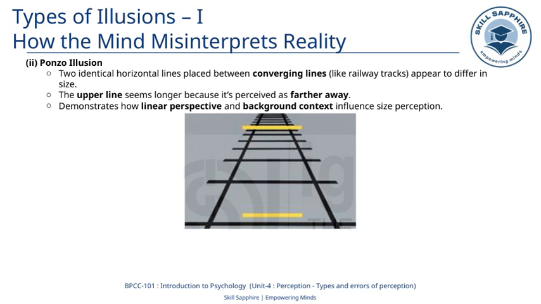It's a fascinating example of how our mind processes visual information based on contextual cues, which can sometimes lead us astray. This ties into the broader theme of how our perception is not always a direct reflection of reality, but is shaped by various interpretative factors.